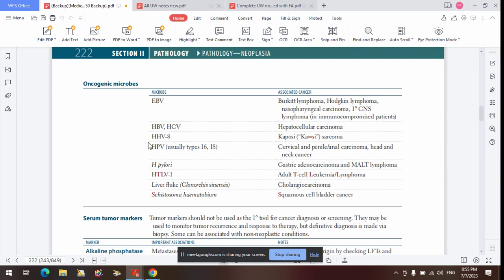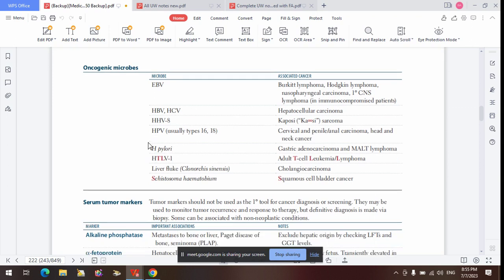Then Schistosoma haematobium stays in the bladder, causing irritation of the bladder wall. So it will change the bladder epithelium from transitional to squamous cell. So that's a metaplastic change. Then from there, they can progress to squamous cell cancer.